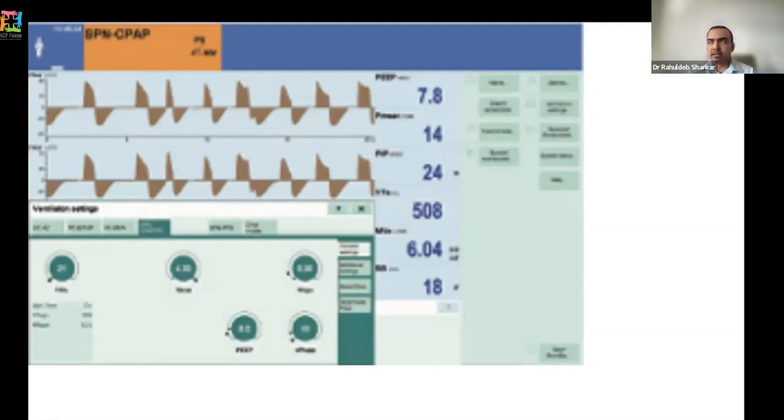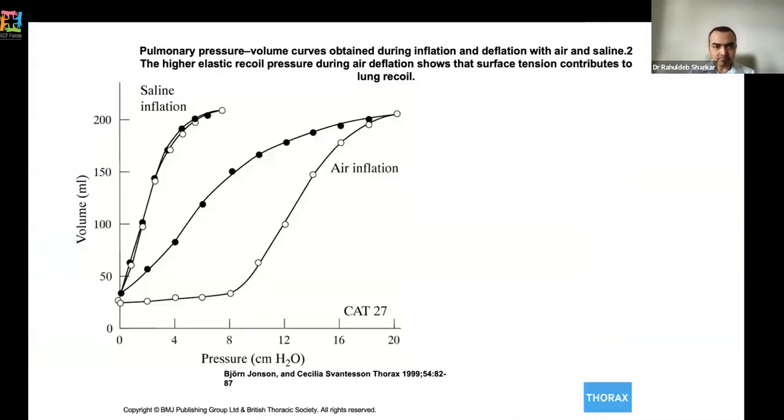And then there are other modes as well, like APRV, etc. But I don't think that will be that important for the exam itself, so I haven't included any slide for that in this particular section.